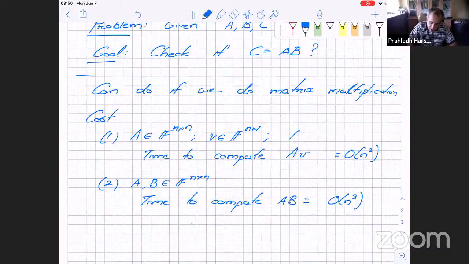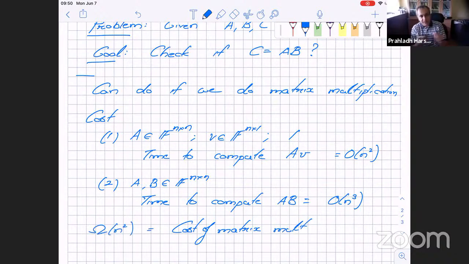The cost of matrix multiplication has to be at least omega of n square, because it has to output a matrix of size n square. So at least it has to write down the n square elements. But we do not know how large the cost of matrix multiplication is. There is, of course, n cube.